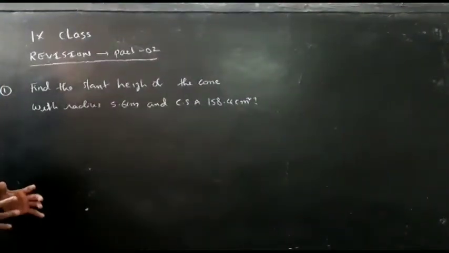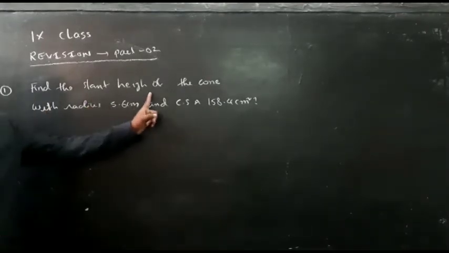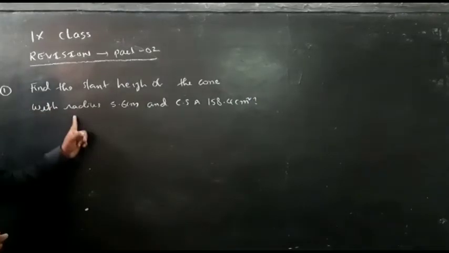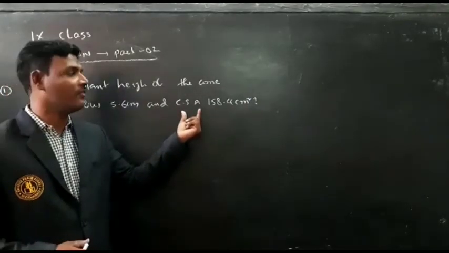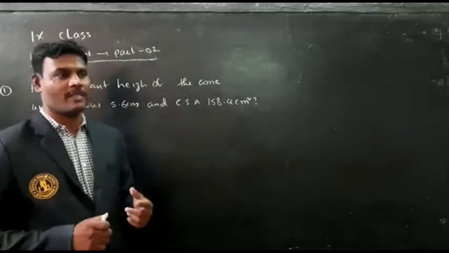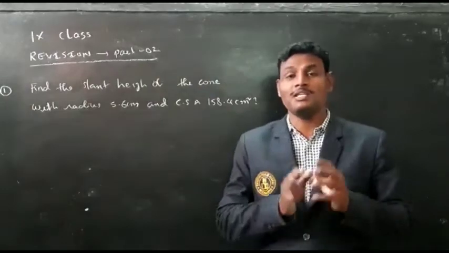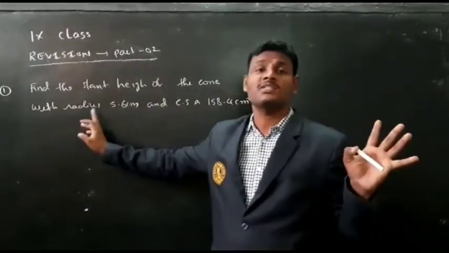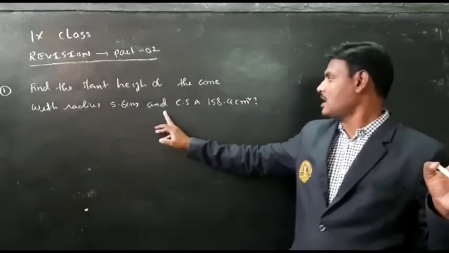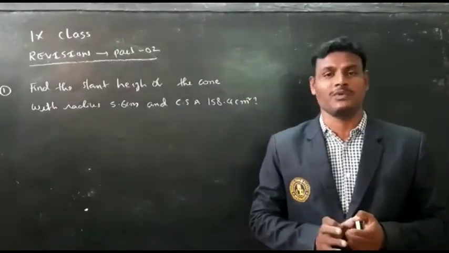Here is the first question in revision class. Find the slant height of the cone with radius 5.6 centimeters and curved surface area 158.4 centimeters square. Here, find the slant height of the cone. It means I don't know the slant height of the cone, with radius 5.6 centimeters and curved surface area 158.4 centimeters square.